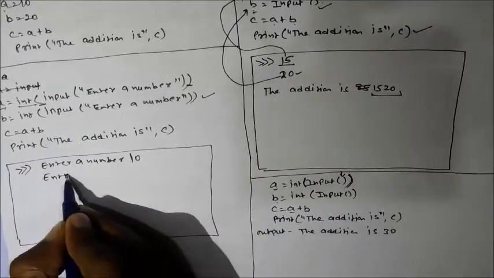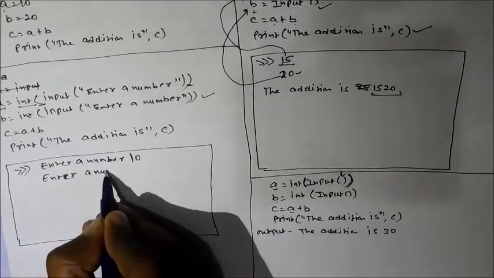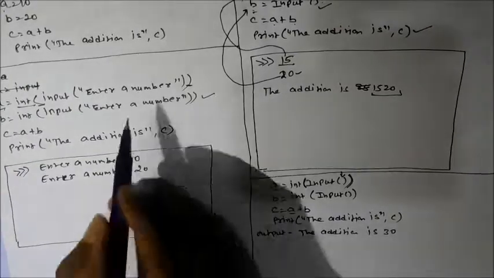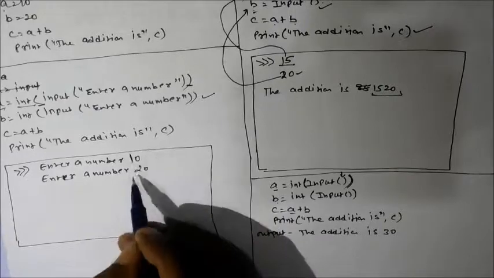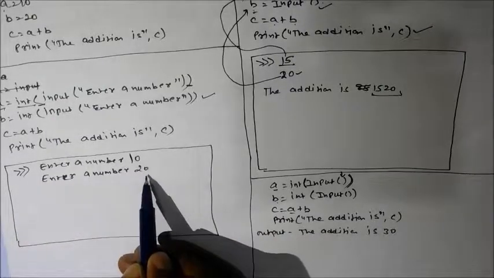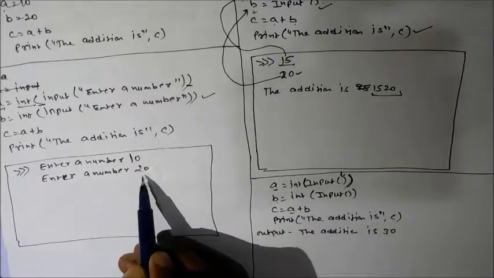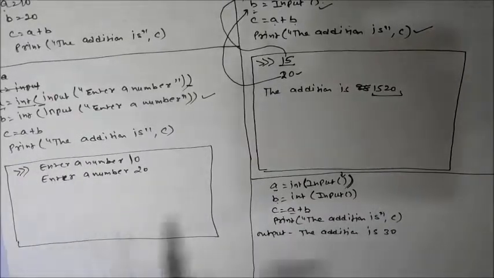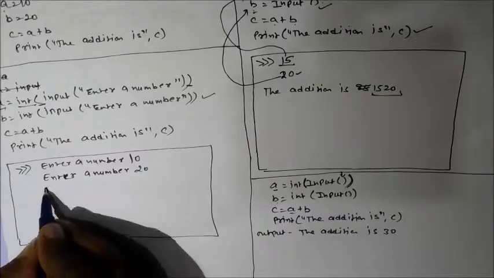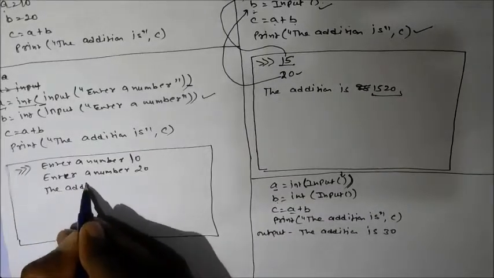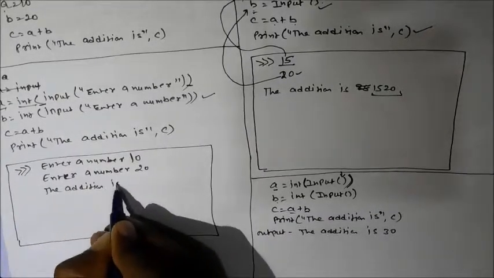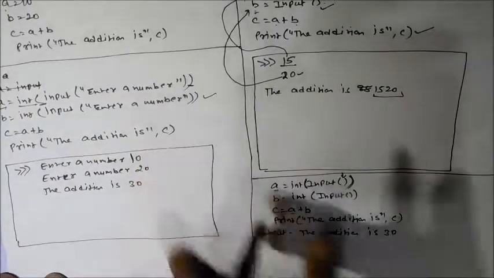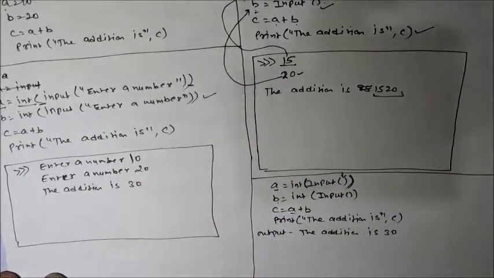Enter a number, and this time suppose you are entering 20. This message has come, and then the cursor is blinking, and then 20 is in the form of a string. Then int converts it into integer form, and then we will store the integer value, and then you will get the result. The addition is 30. So this program you can run with different values.